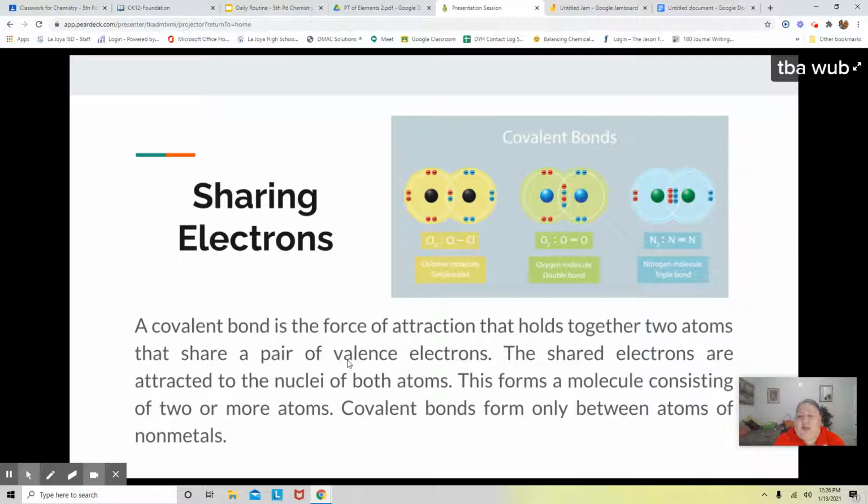This forms a molecule, okay? And molecules can consist of two or more atoms. In the picture that you see on the right, you can see some examples where you have two atoms sharing electrons. In another example further in the presentation, you're going to see a molecule that shares electrons between three different atoms.